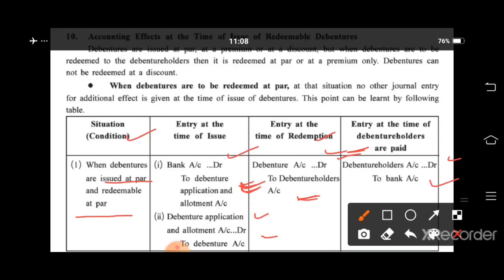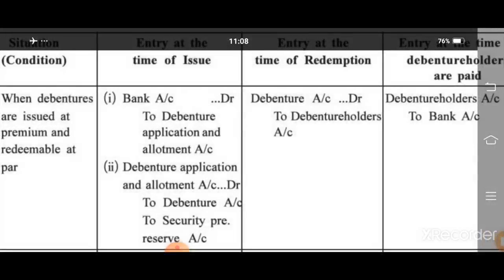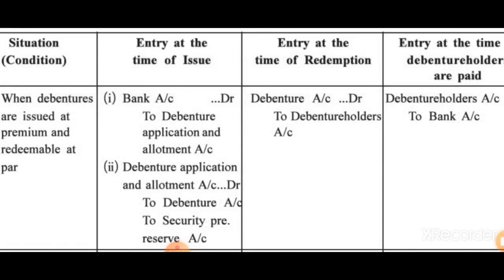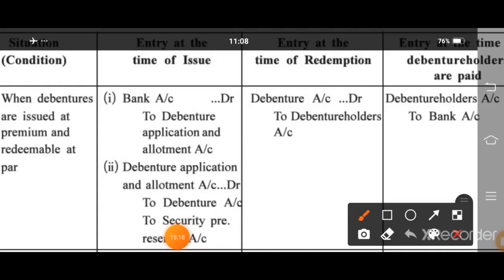Again, issued at par or redeemed at par. Now, the second case, when debentures are issued at premium. Suppose a 10 rupee premium is there, so we are issuing at 110 and redeeming at par, that is, when we are redeeming, we are paying 100 rupees.